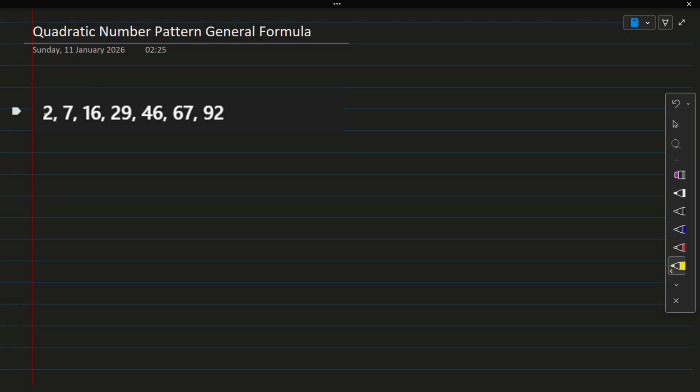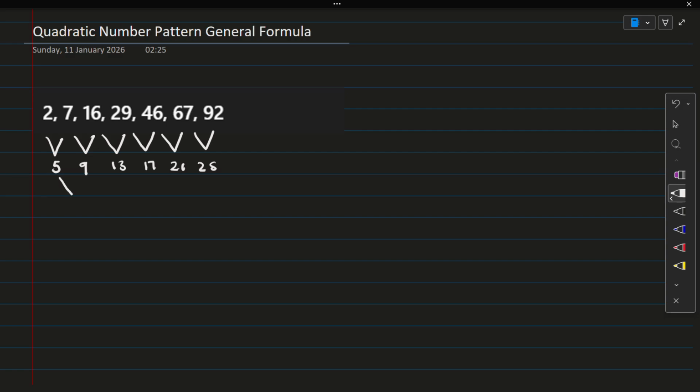If we say 7 minus 2 is 5, then 16 minus 7 is 9. Then 29 minus 16 is 13. Then 46 minus 29 is 17. Then 67 minus 46 is 21. Then 92 minus 67 is 25. If you realize, the difference between the terms is not constant. But what we can do is look at what we call the second difference.